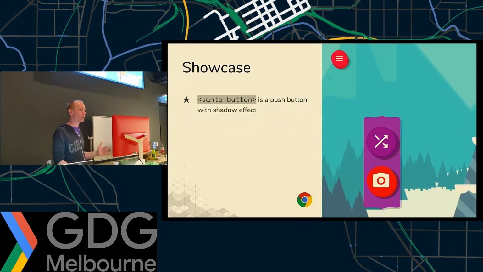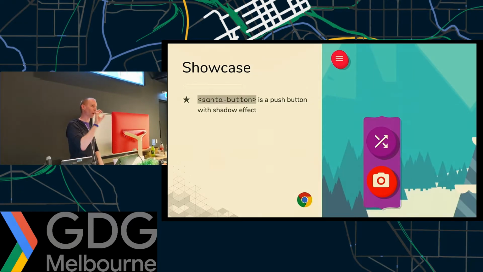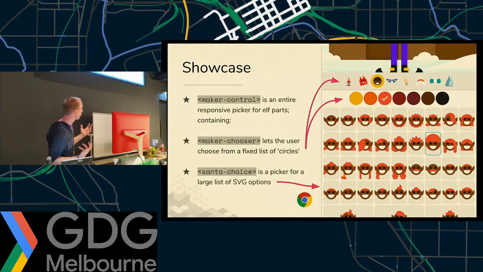We've got a button, which, as you would expect. So this button is made up of not just one div, but a whole bunch of things with a button under the hood. But it means we have this nice push button with a cute little shadow effect. So that's provided by a web component.